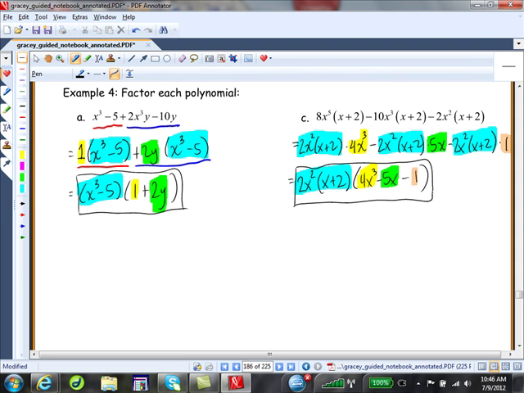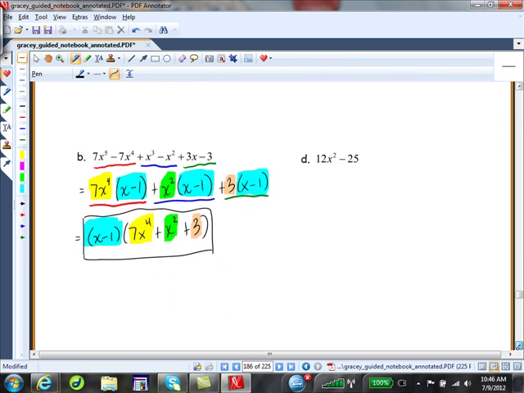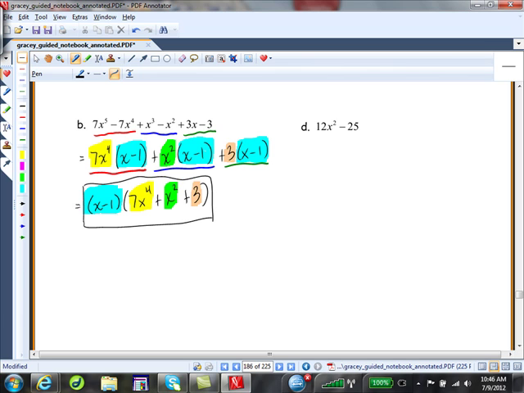All right, so then the last one from this example, let's take a look. Is there anything in common between the constants 12 and 25? No, right? What about variables? Any common variables? Nope. So you know what? This one is prime. That's all you write down. It can't be factored anymore. It's prime.